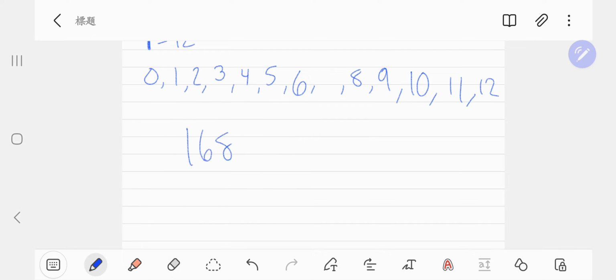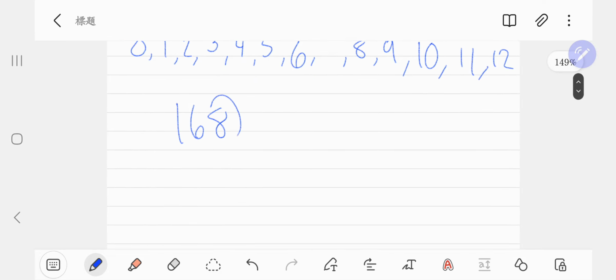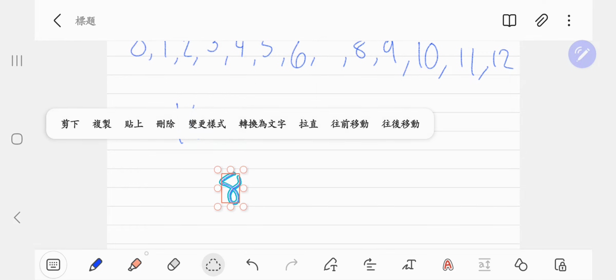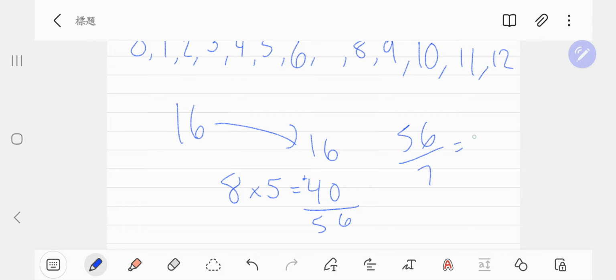You can start off with a number like 168 here. It's not obvious whether or not it's divisible by 7. So let's break off that 8 and multiply it by 5. And that equals 40. Alright? So 40, and then we add our old number, the 16, and so that equals 56. Is 56 divisible by 7?